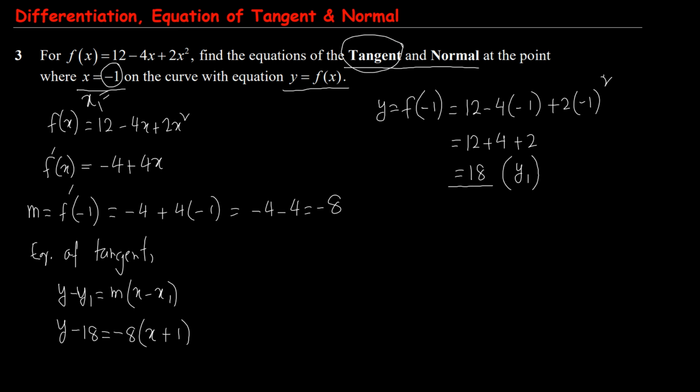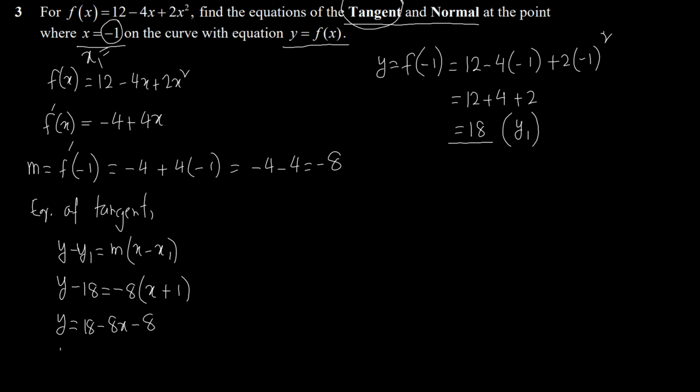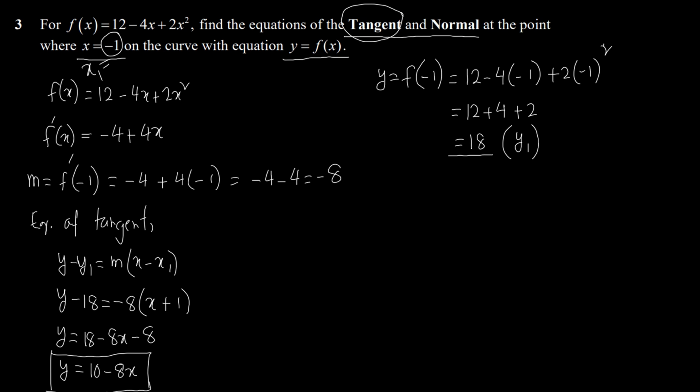Just now simplify it, we can write it y equals 18 minus 8x. Take 18 on the right side, then it gives us like this, minus 8 as well. So our final equation we can write from here, y equals 18 minus 8 is 10, minus 8x. So this is our equation of tangent. Now let me write the equation of normal.